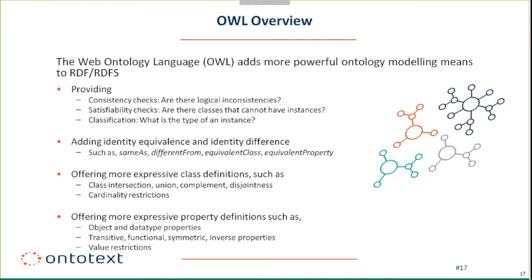For example, you might want to say that a human qualifies to be of the member of the class parent if there's the restriction that on the property having a child, he has at least one child. In addition, it allows you to define more expressive property definitions by saying that a particular property is transitive, or it's symmetric, or a particular property is the inverse of another one.